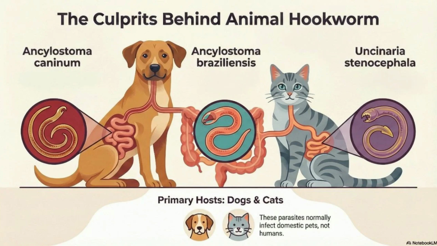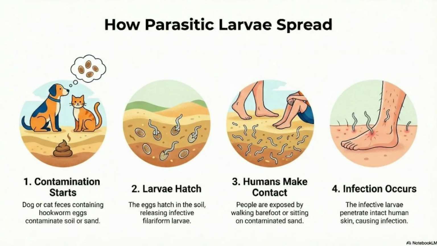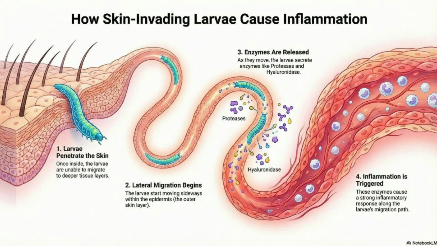These parasites normally infect dogs and cats, not humans. Transmission occurs when infective filariform larvae penetrate intact human skin. This usually happens through walking barefoot on contaminated beaches, sitting or lying on sand, or children playing in sandboxes. The soil becomes contaminated by dog or cat feces containing hookworm eggs, which hatch into infective larvae. Once the larvae penetrate the skin, they cannot migrate deeper. Instead, they move laterally within the epidermis, releasing enzymes such as proteases and hyaluronidase. This causes a strong inflammatory response along their migration path.